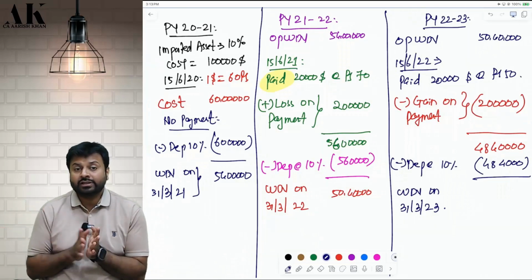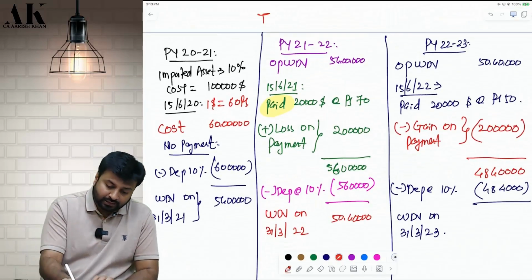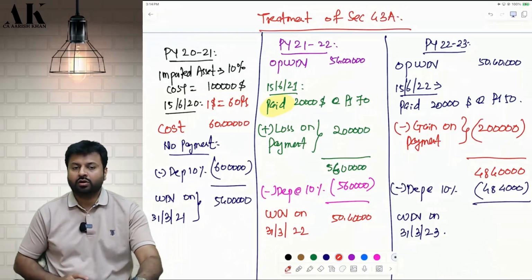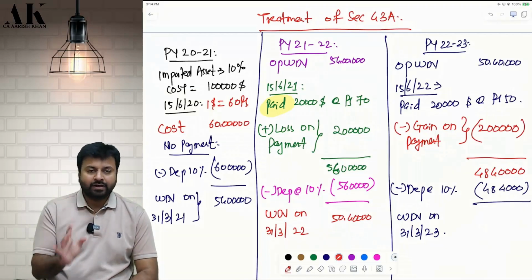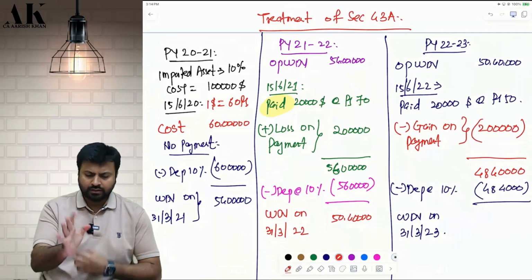So when is this section applicable? Imported asset and there's a foreign currency loan. Yes, imported asset and there has to be a foreign currency loan or foreign currency credit. Then it is applicable. And it is a very important example. So I want you all to write down this in your notebook.